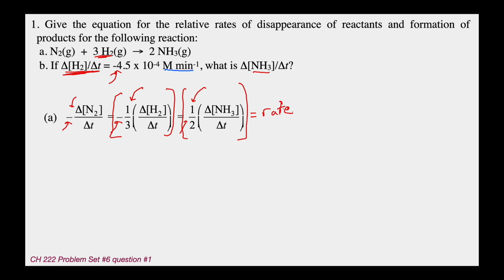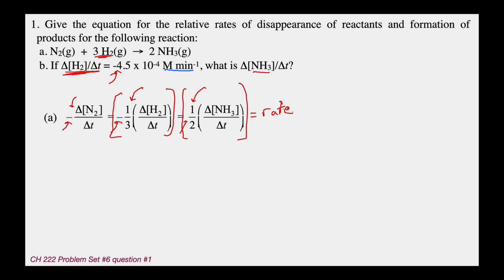Now, if everything I just said was gobbledygook, just remember the 2 important things to think about when you're writing a rate: A, reactants get that negative sign in front of them, products you just leave alone, and B, you go 1 over the stoichiometry. If you can do those 2 things for me, honestly, you're good to go.